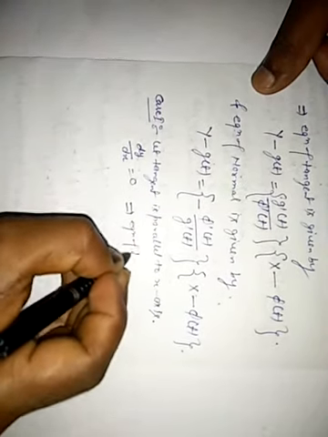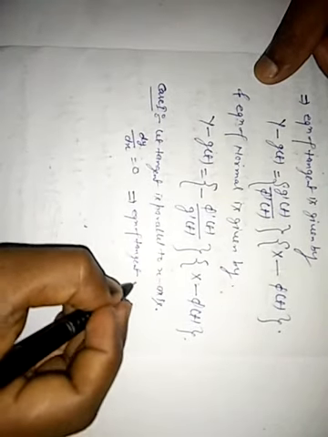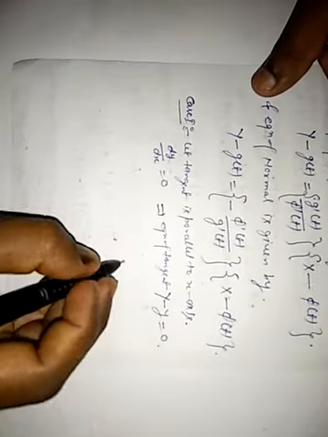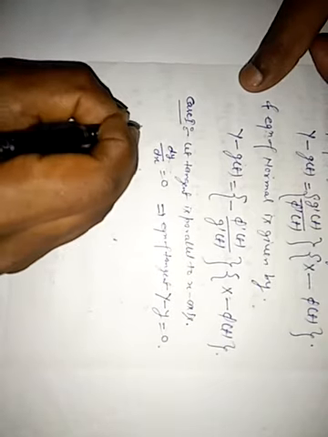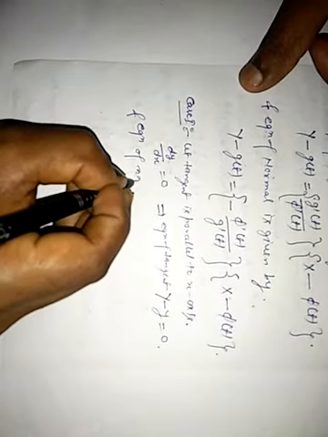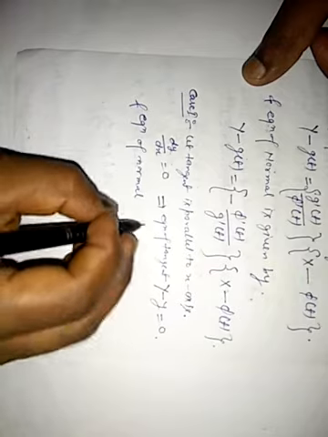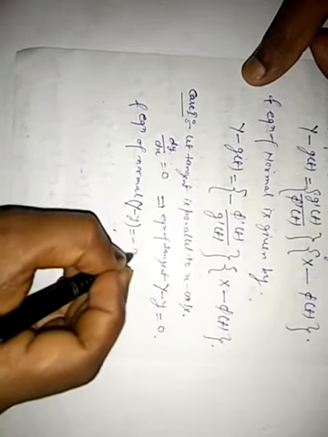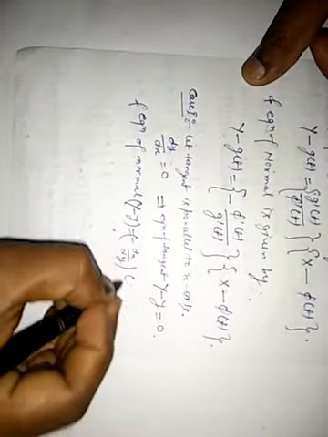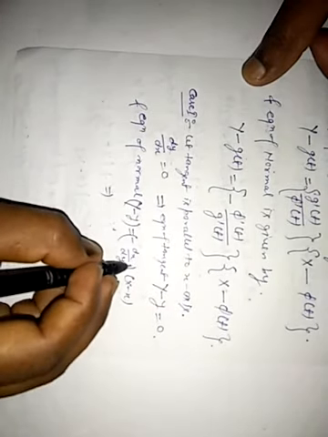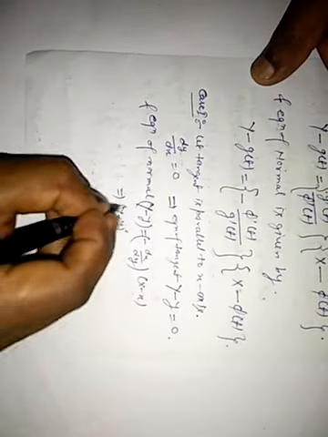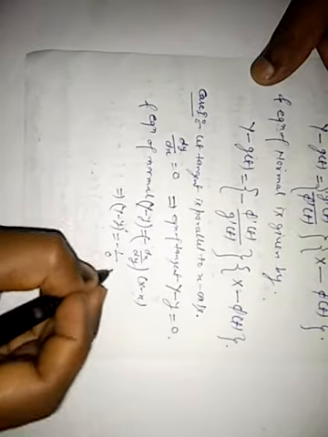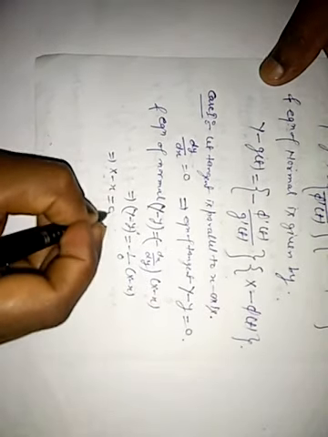The equation of tangent is y minus y1 is equal to 0, and the equation of normal is y minus y1 is equal to minus dx upon dy times x minus x1, which implies y minus y1 is equal to minus 1 by 0 times x minus x1, which implies x minus x1 is equal to 0.